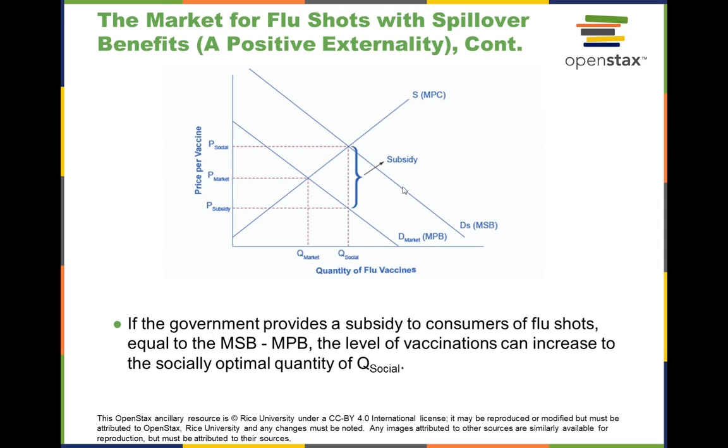So the solution is for the government to provide a subsidy to consumers of flu shots equal to the marginal social benefit minus the marginal private benefit. And so you can see here the price of the social value, and this is the price at the marketplace. And so the difference between them has to be provided by a subsidy. The company might be willing to put this much into it, so the remainder is going to have to be put in by the government.